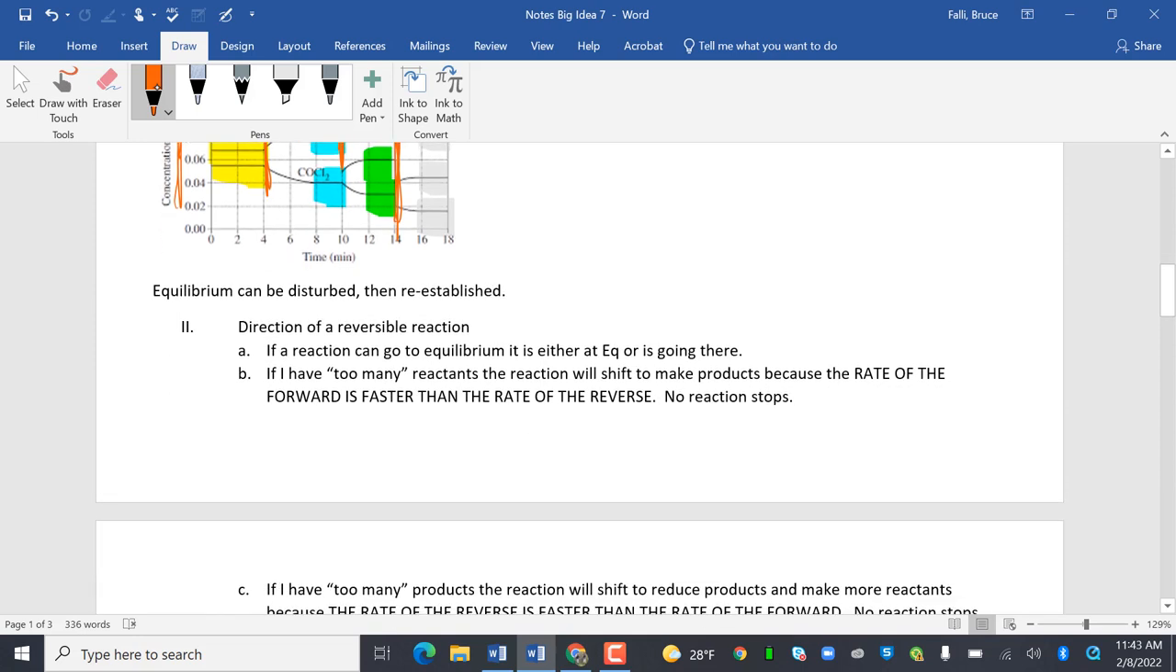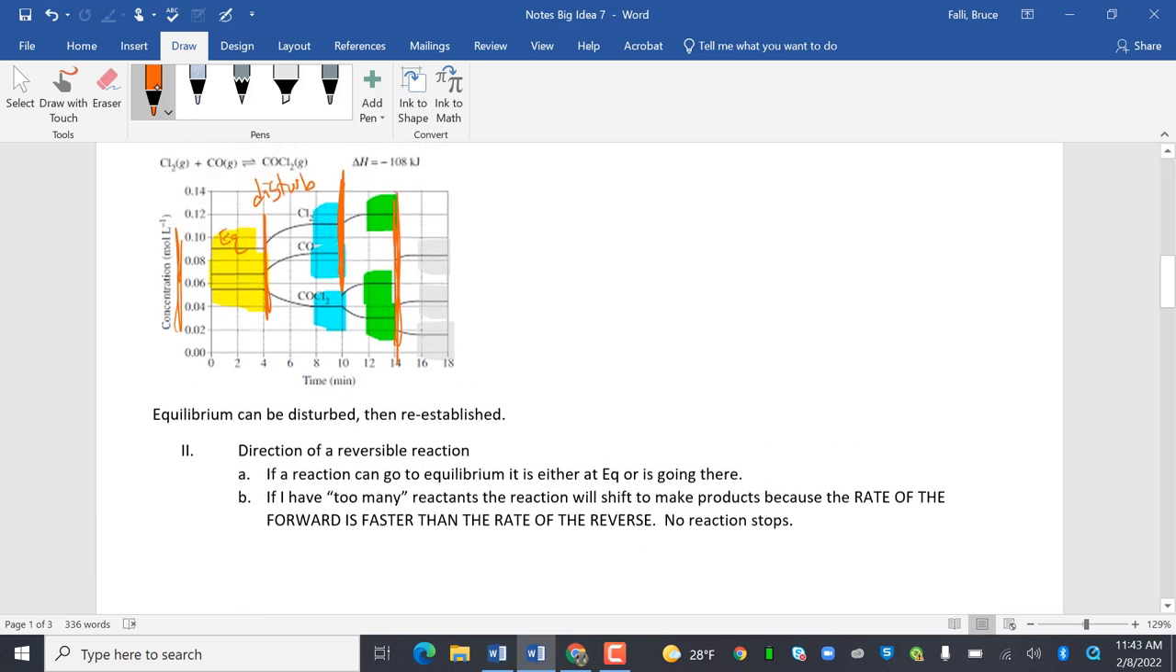Hey, that was it for part one. Part two. Equilibrium can be disturbed, then reestablished, and that's what this is showing. Disturbance, red line. And then reestablished where I highlighted.